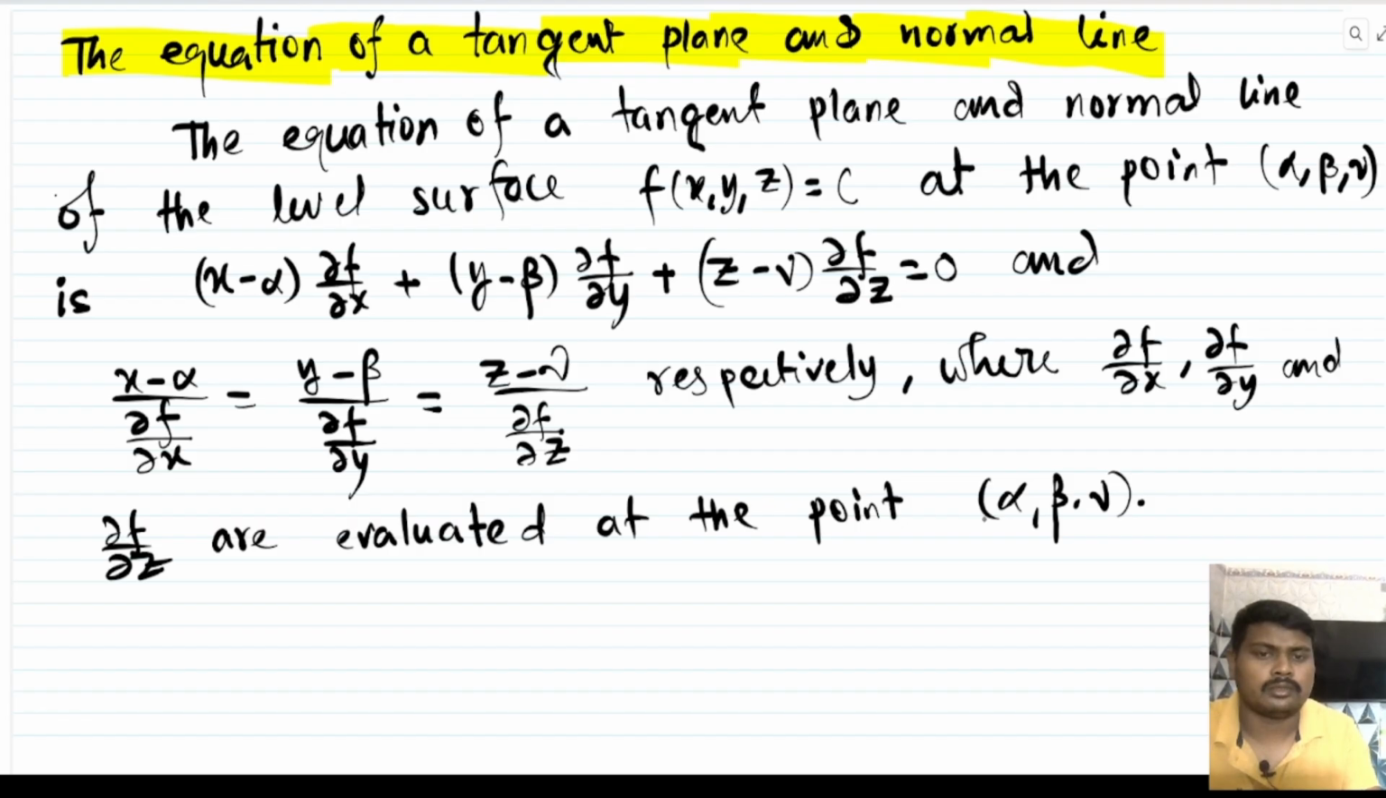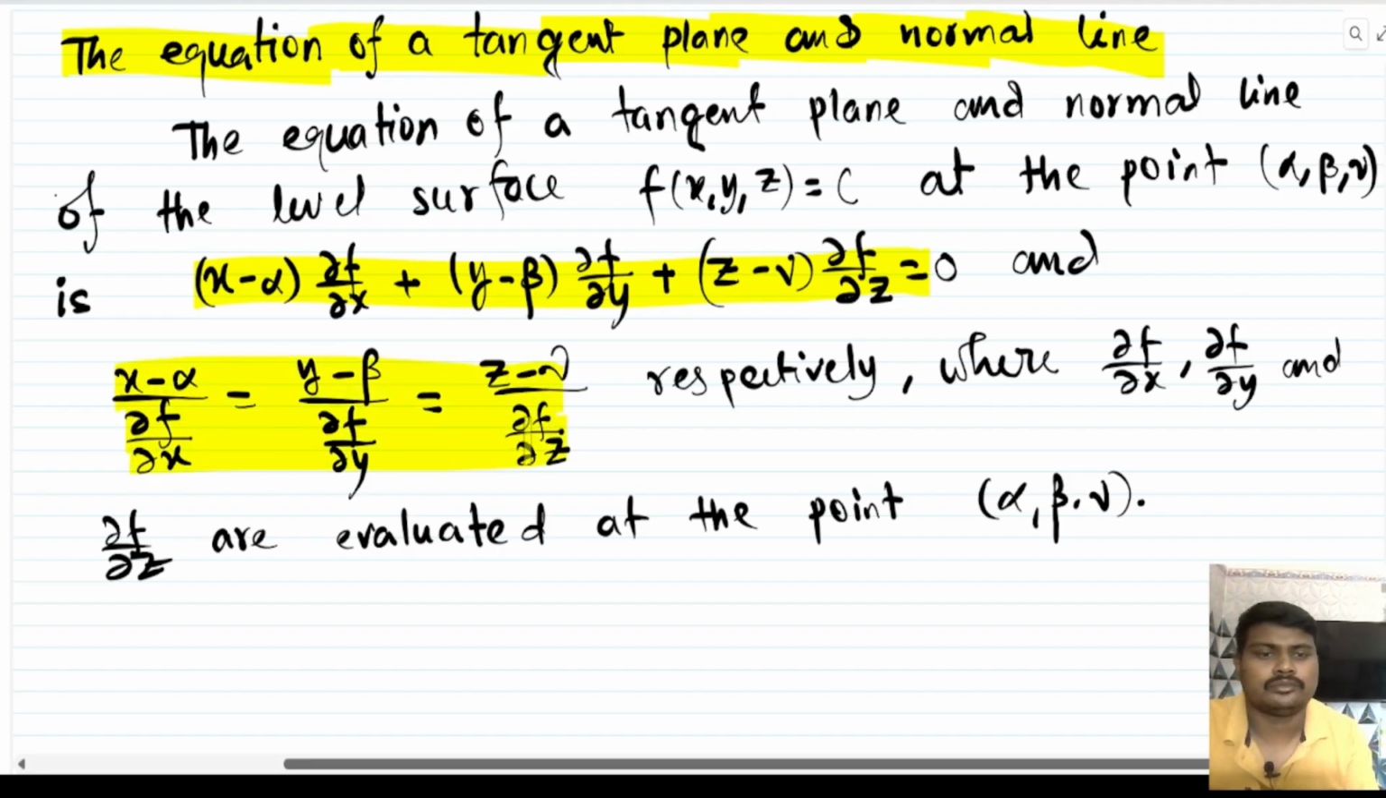(alpha, beta, gamma). So here is the equation of the tangent plane at the point (alpha, beta, gamma) of the level surface f(x, y, z) = c, and this is the equation of the normal line at the same point (alpha, beta, gamma) of the surface f(x, y, z) = c.